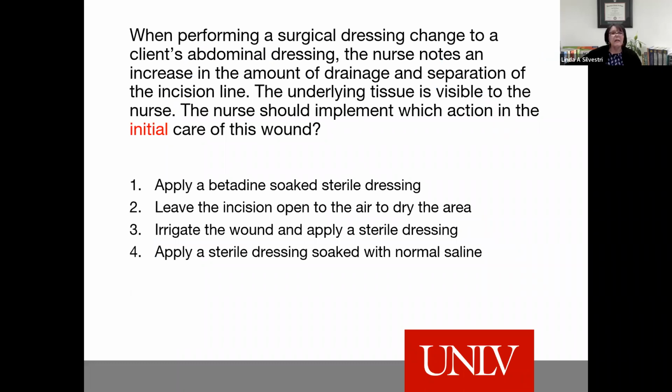Okay. When performing a surgical dressing change to a client's abdominal dressing, the nurse notes an increase in the amount of drainage and separation of the incision line. Okay, so just kind of picture that in your mind. The underlying tissue is visible to the nurse. The nurse should implement which action in the initial care of this wound? Apply a betadine soaked sterile dressing, leave the incision open to the air to dry the area, irrigate the wound and apply a sterile dressing, apply a sterile dressing soaked with normal saline.